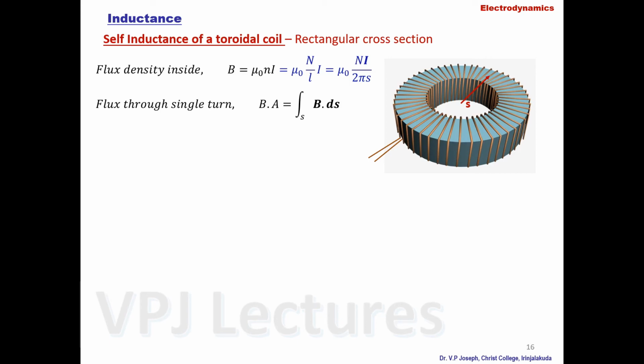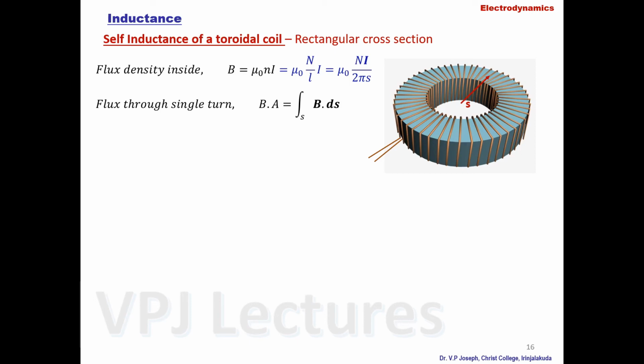But for the rectangular cross section, the magnetic field is not constant, as the radius or the s value, that is the distance from the center to different regions of the rectangular cross section, increases. As we move from one point to the other, from inner radius to outer radius of the toroid, we can see that the magnetic field is slightly changing. So instead of simply taking B into A, we have to take B dot ds. That is the only difference. We consider B dot ds in order to get the total flux linkage with the coil.